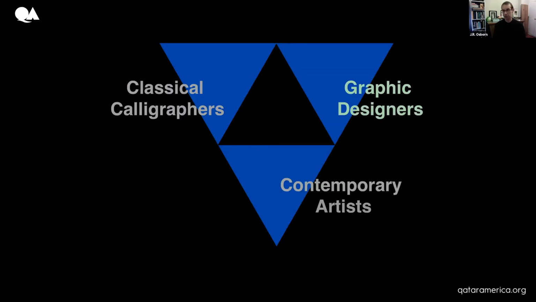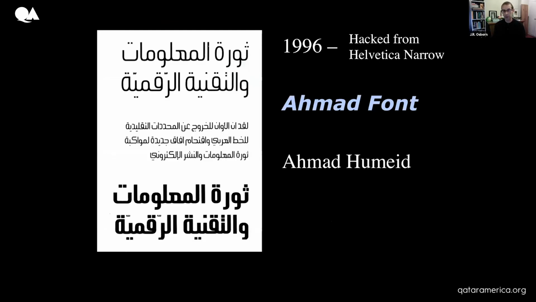So moving into graphic designers, they also start at the level of the individual letter. They design fonts. This is a font designed by Ahmad Humayed in 1996, which he made actually by taking the Latin font Helvetica Neue and breaking it apart and rearranging it to make it into more Arabic forms.